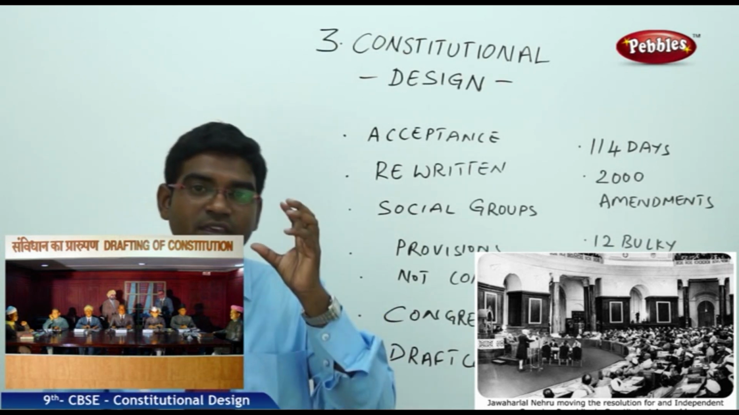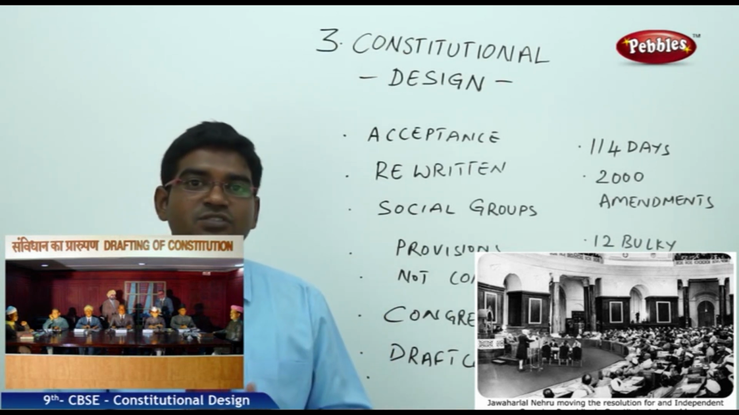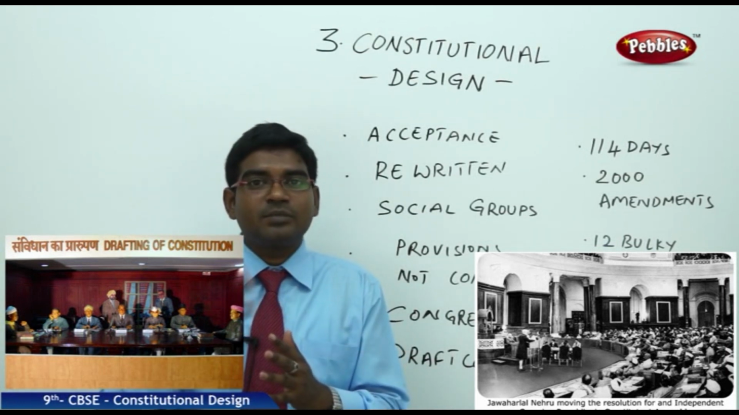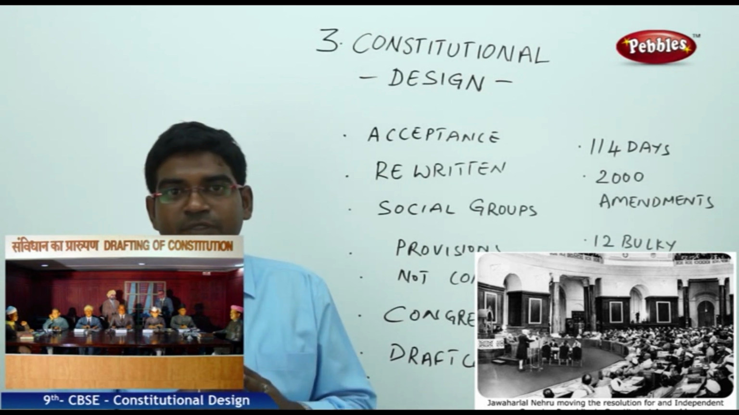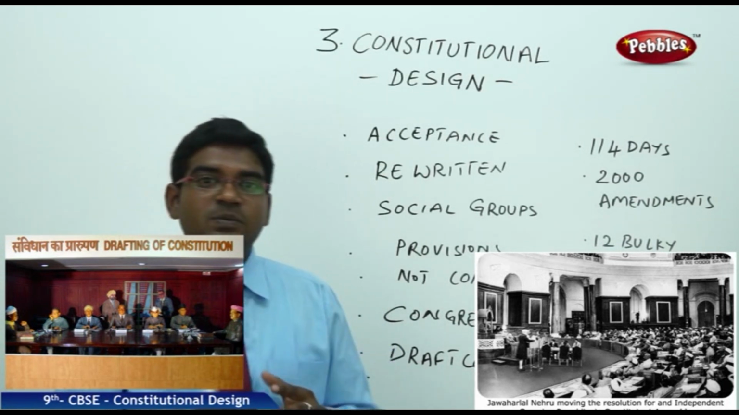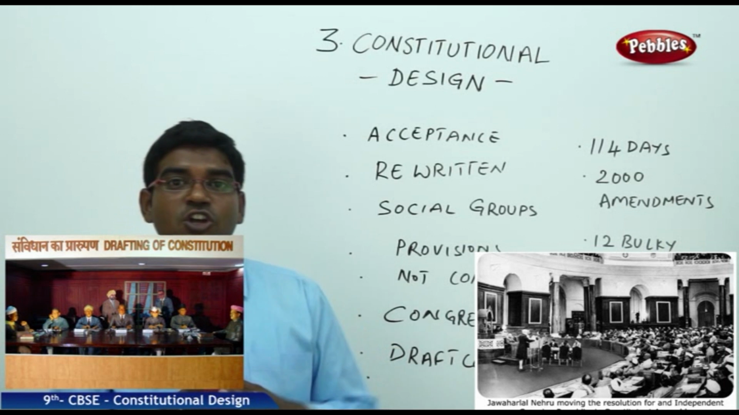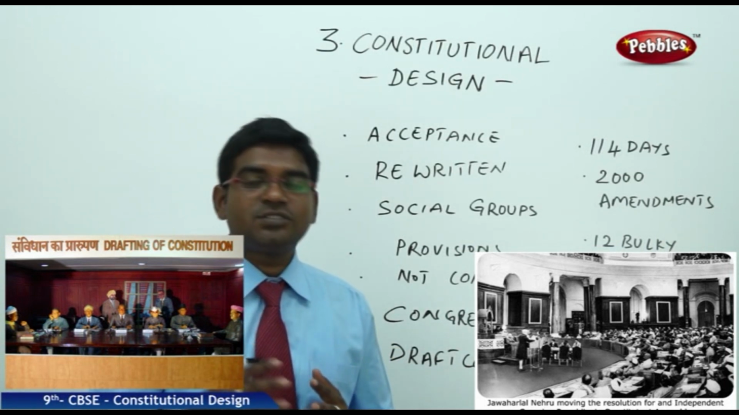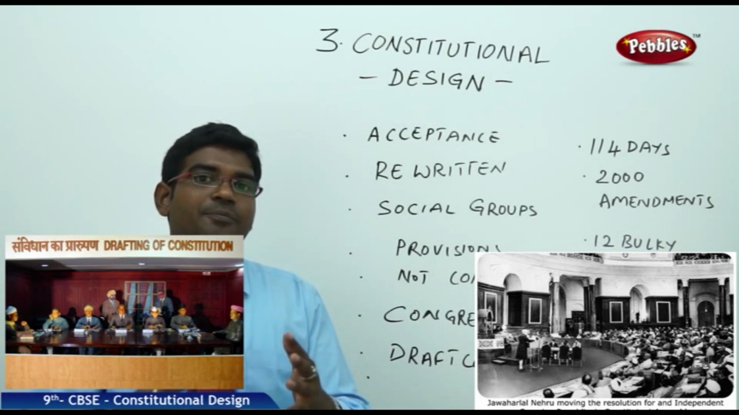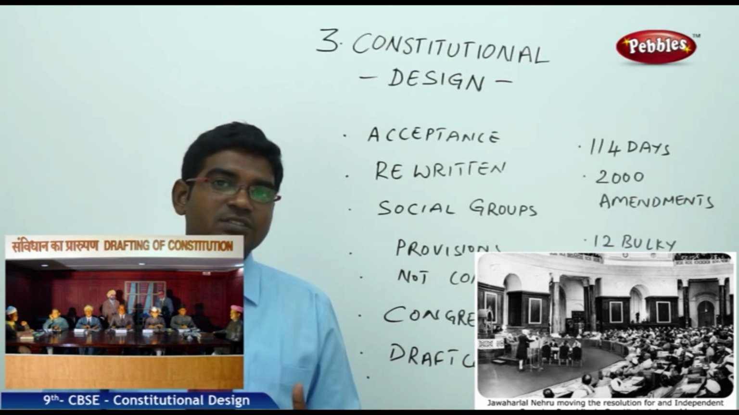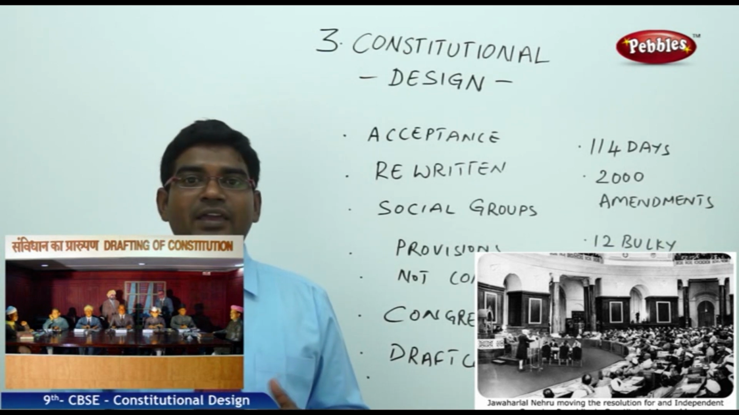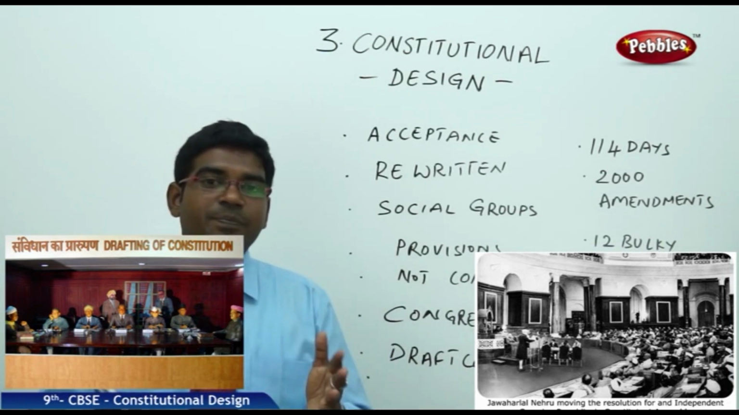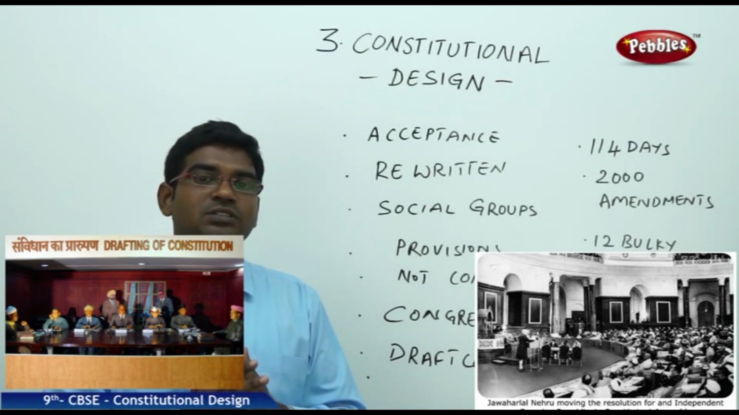Then we have taken the union and state relations from the Canadian Constitution. Then we have also taken the strong union from the Australian Constitution. We have taken the directive principles of state policy from the Irish Constitution, the parliamentary setup from the British Constitution. After considering all these things, they have drafted a plan which suits best to the Indians of their knowledge.